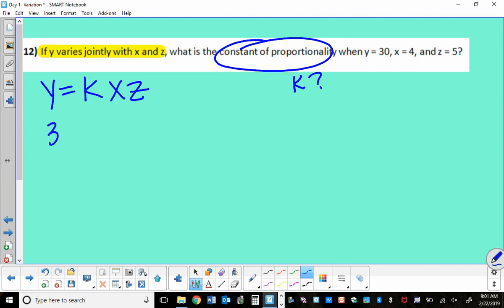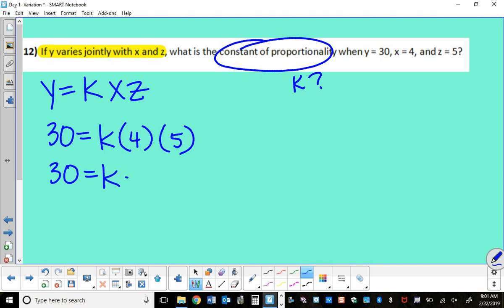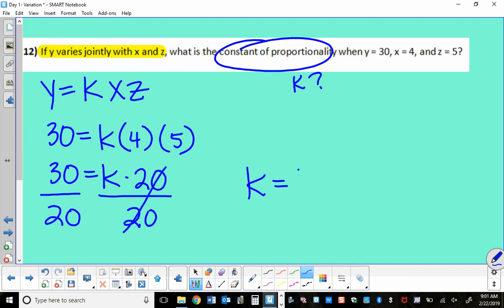y is 30. x is 4. And z is 5. What's 4 times 5? 20. How do I get rid of that 20 to get k by itself? Divide both sides by 20. So my 20s cancel out, and I'm left with k equals 3/2 if you reduce it. That's what they asked us for. That's where we stop. There's no final answer beyond that because you just stop there.